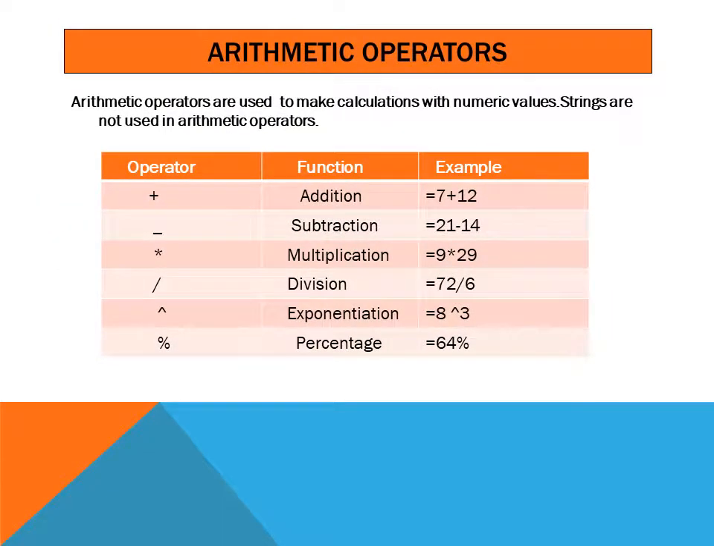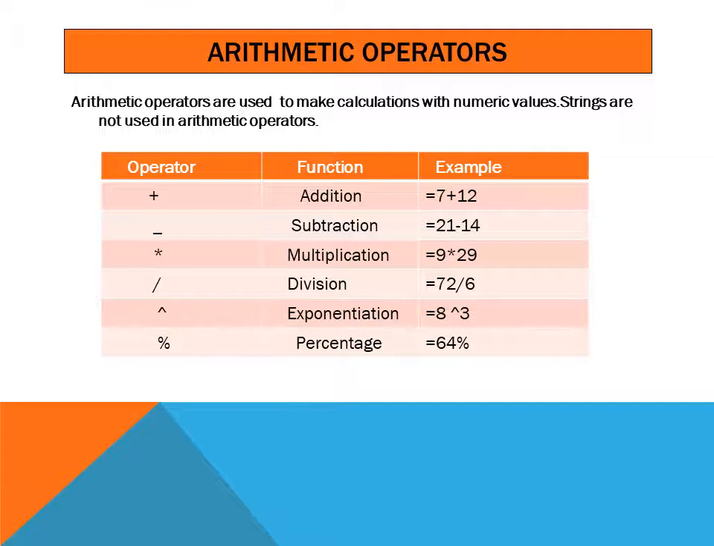Next comes arithmetic operators. Arithmetic, as the name suggests, they are used to make calculations with numeric values. Remember that. They are used to make calculations only with numeric or number values. Strings are not used in arithmetic operators. That means if we are using an arithmetic operator while writing a formula in MS Excel, we can use only number values. Strings or alphabets are not used in the arithmetic operators.